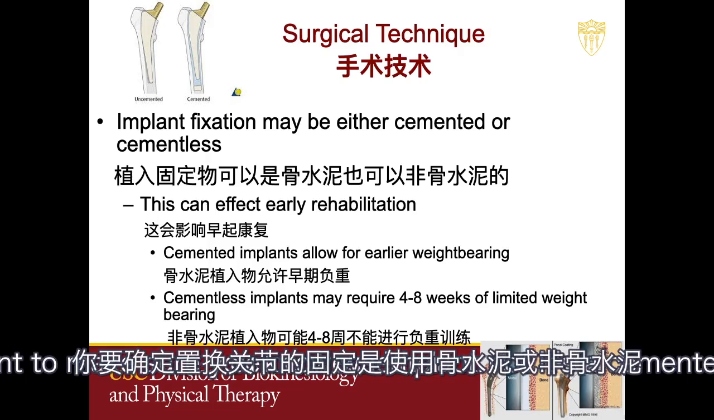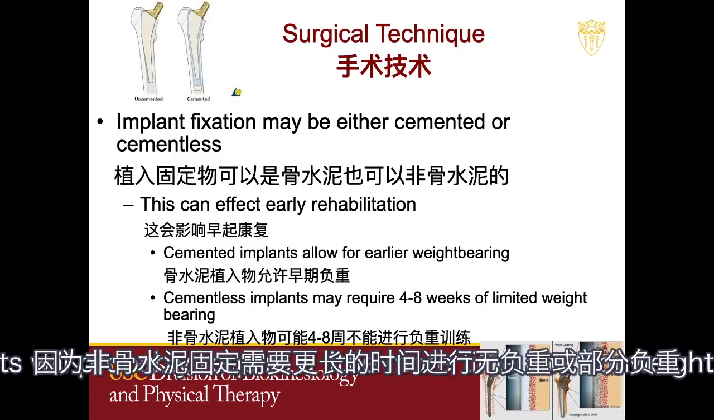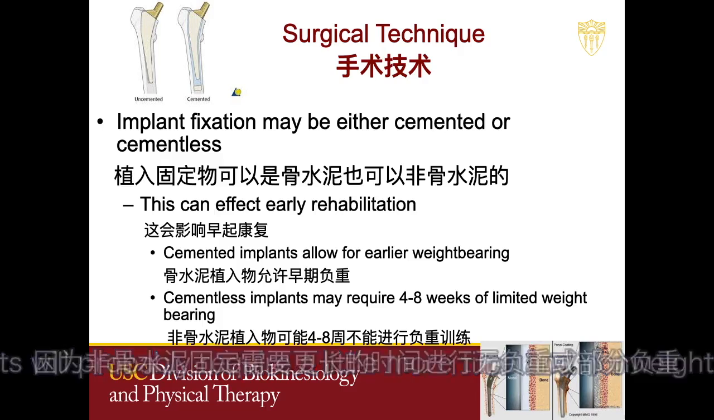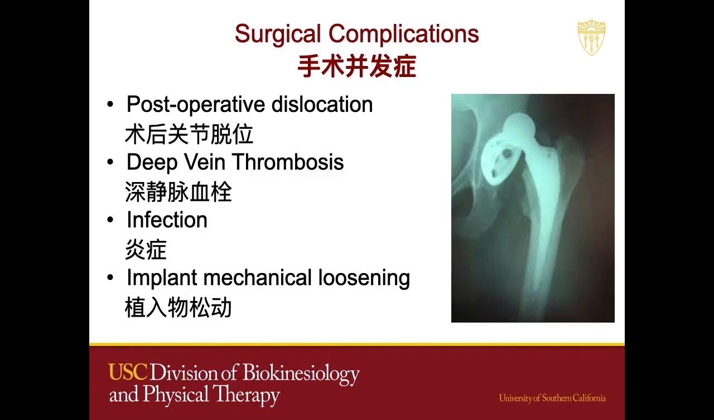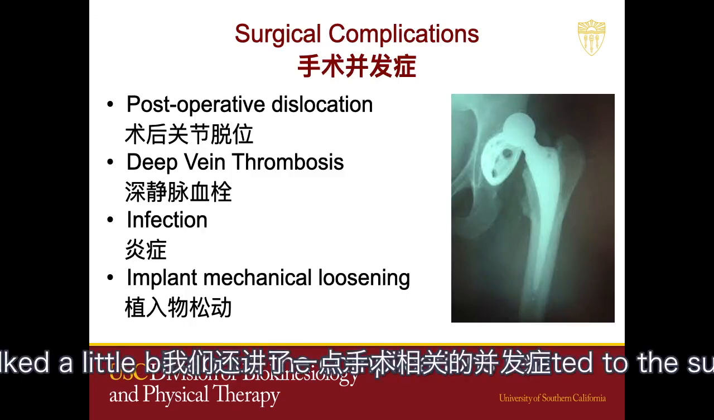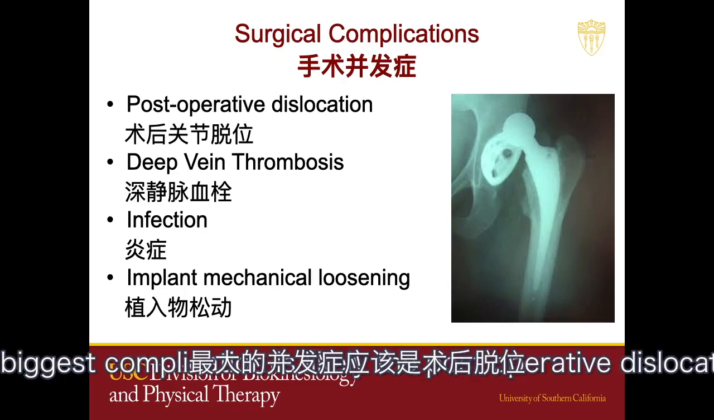And you do want to make sure you know whether or not it's a cemented versus cementless implant, because cementless implants will probably require a little more time in non-weight bearing or limited weight bearing. So this is a picture of what the components look like for that hip replacement. We're not going to watch the video again. We talked a little bit about the complications related to the surgery. Again, the biggest complication is likely the postoperative dislocation.